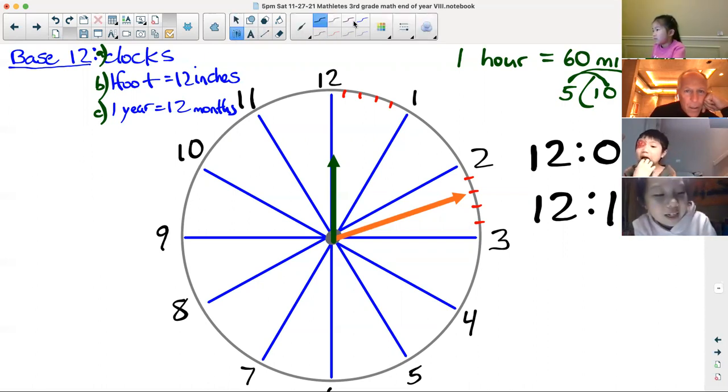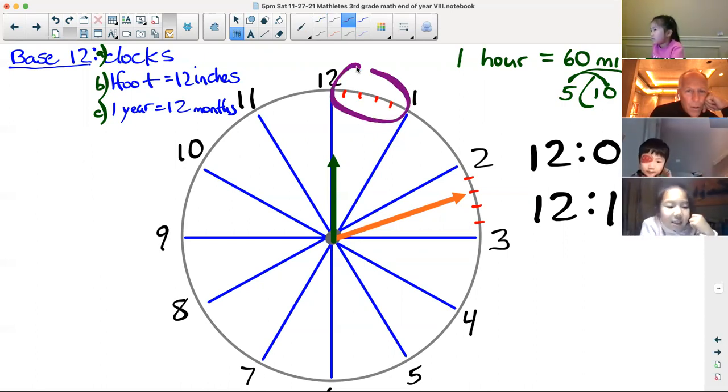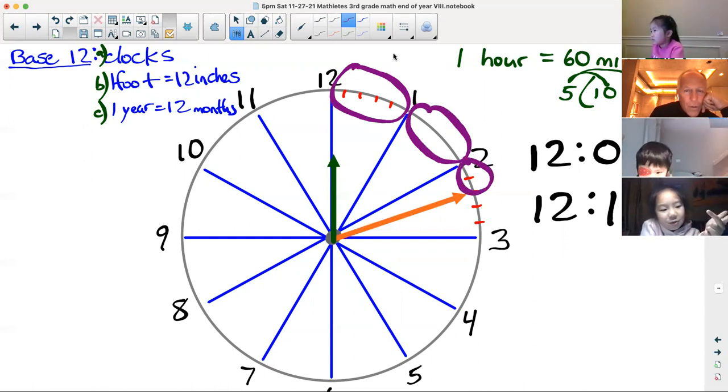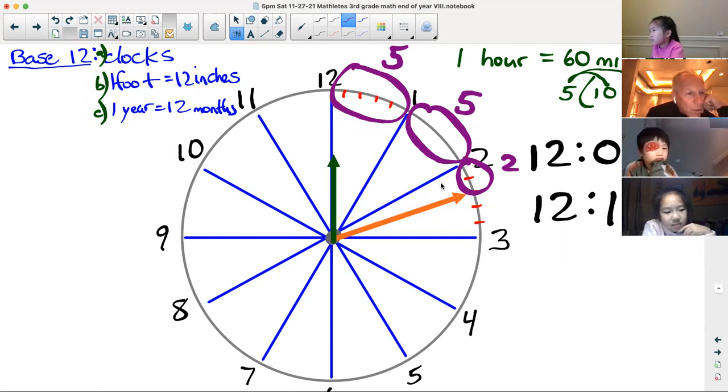Well, I got the idea when you circled 5 minutes and then 5 minutes, and it looks like 2 minutes. So I decided to add them together like 5, 10, and 12. So you're saying that this is 5 minutes, this is 5 minutes, and this is 2 minutes. Eleanor, do you see that? And since 5 plus 5 plus 2 is 12, we can call that 12:12.